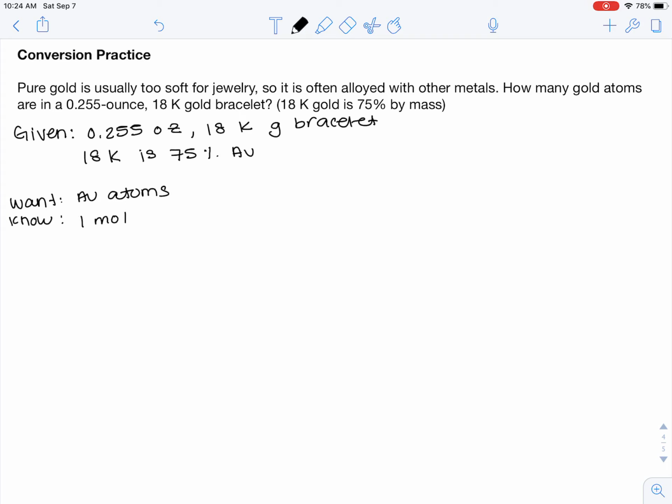So I'm just going to write 1 mole is equal to 6.022 times 10 to the 23rd atoms. There's nothing else that gives me atoms, so I know that I will need to use that as a conversion factor at some point. Then, because I have moles with atoms and nowhere else gives me moles, I'm also going to assume that I will need to use the molar mass of gold. So I'm going to go to the periodic table and write the molar mass of gold, which is 196.97 grams per mole gold.